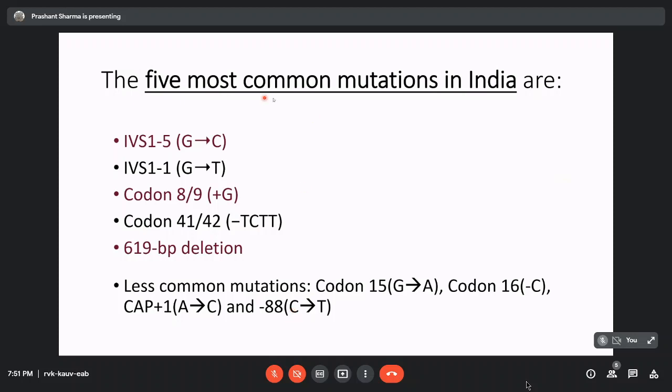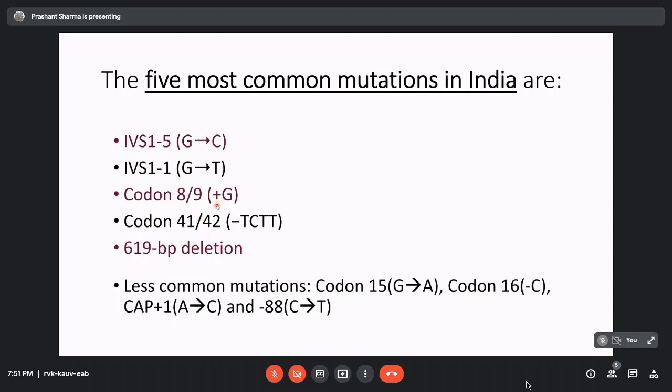So the 5 commonest beta thalassemia mutations in India are the IVS1-5 G>C, the IVS1-1 G>T. These are both mutations that affect splice sites. Then we have 2 frame shifts, a codon 89 and a codon 41/42. Sometimes you will see them written as frame shift 89 and frame shift 41/42. They are the same.